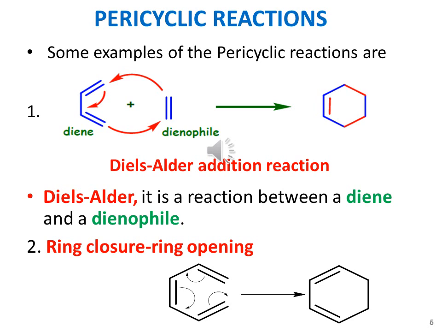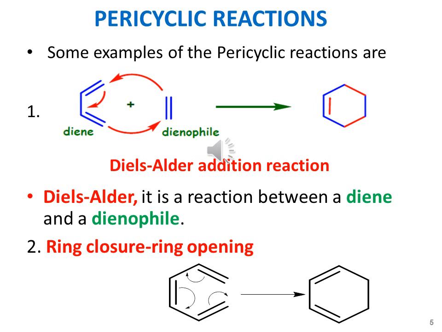You may also move the pi electrons in the clockwise fashion. However, the result is the same, that is the cyclohexene. It is a Diels-Alder type addition reaction. Diels-Alder type reactions are a type of pericyclic reaction that we will discuss in another part of the lecture. A Diels-Alder reaction is a reaction between a diene and a dienophile.